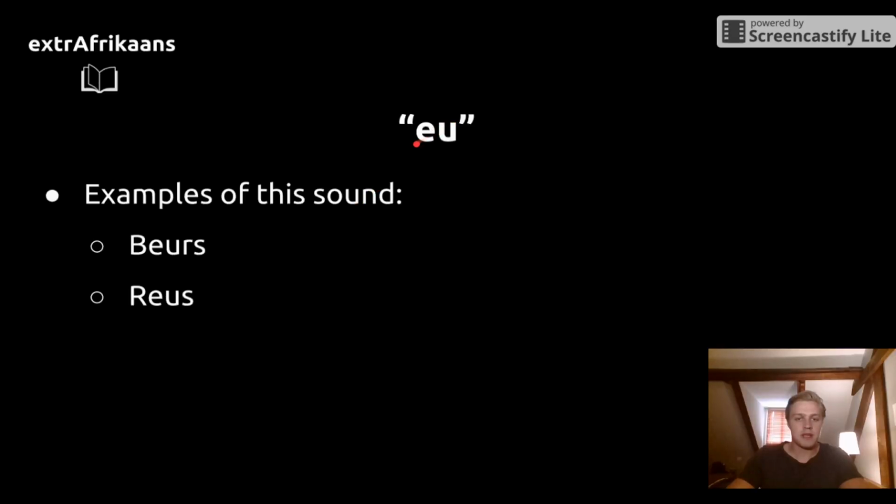Ear. Examples of this sound are beurs, which is a bursary, and reus, which is a giant. Next, we have eu. Examples of this sound are eeu, which is a word on its own, which means century, and leeu, which is a lion. Next, we have I and E together for I. Examples include the all-important die, which means the, and you'll see it in Afrikaans all the time, and meisie, which is a girl.